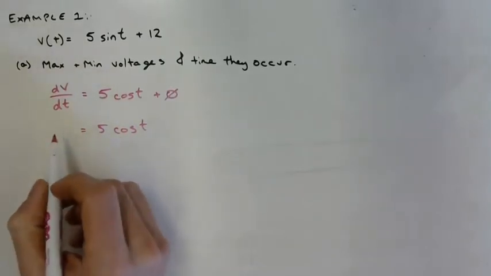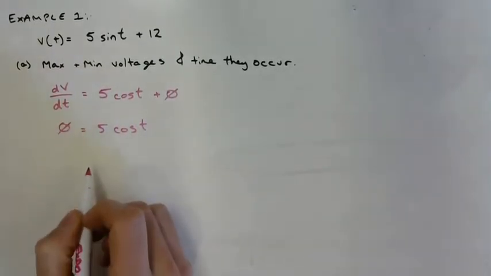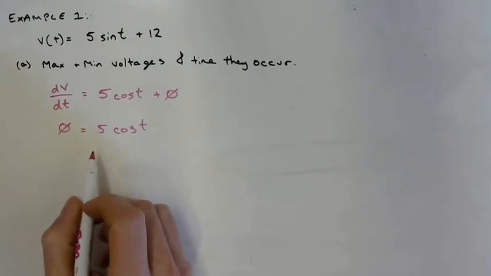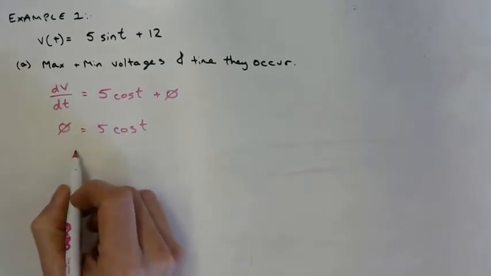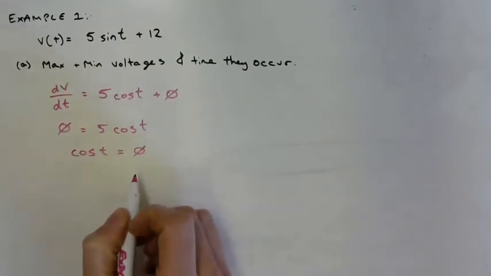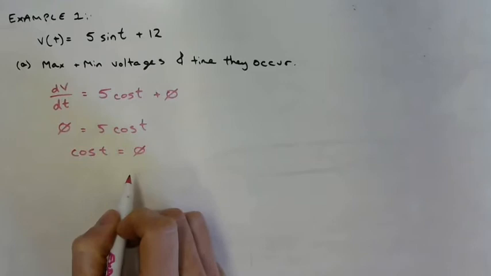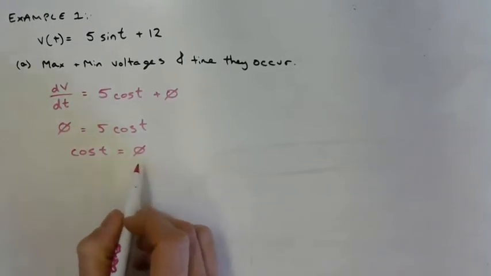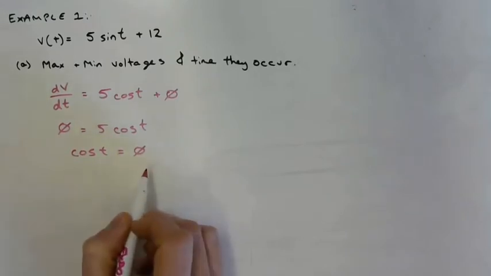And we want to set that equal to 0 in order to find our critical values. I can divide both sides by 5. I just get cos of t equals 0. And so our critical values are anywhere that the cosine function crosses the x-axis. It's the zeros of our cosine function.